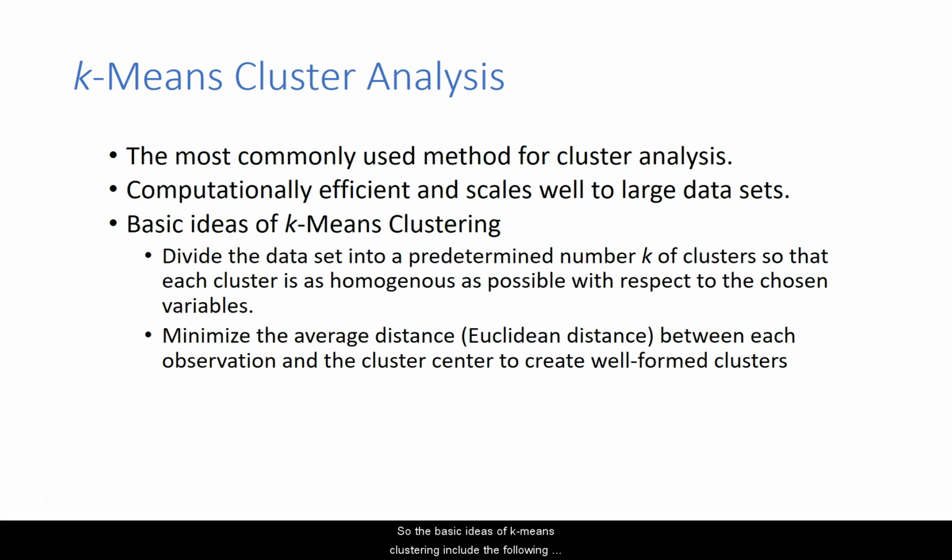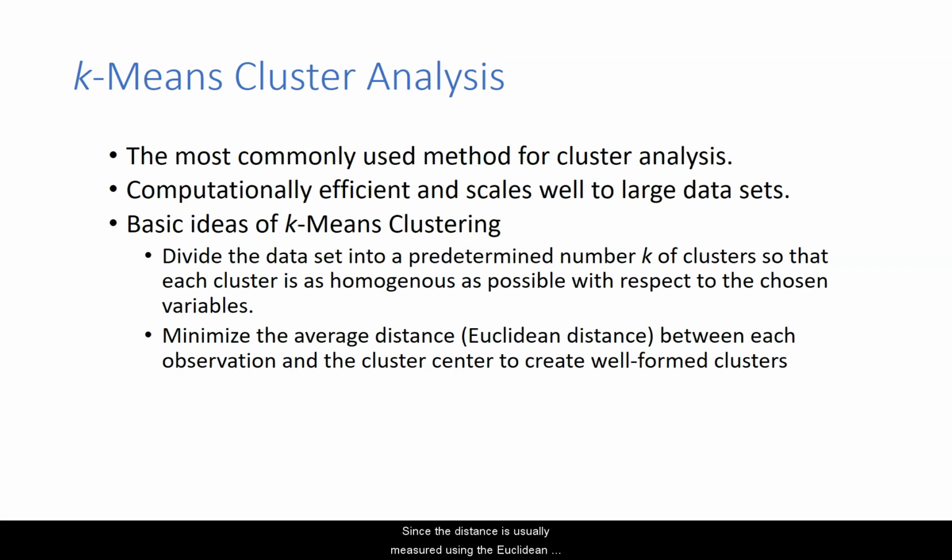So the basic idea of k-means clustering includes the following 2 key points. First, it divides the dataset into a predetermined number of clusters, so that each cluster is as homogeneous as possible with respect to the chosen variables. The algorithm does this by minimizing the average distance between each observation and the cluster center of the cluster it belongs to, in order to create stable and well-formed clusters.